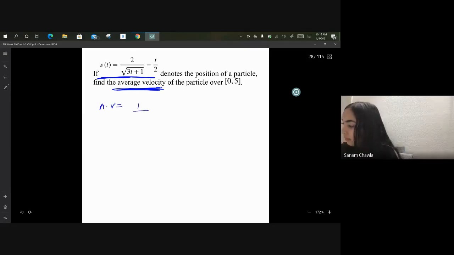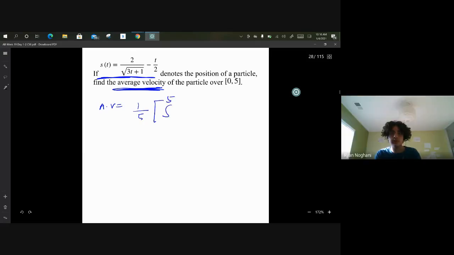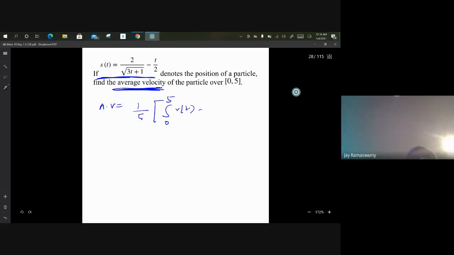So what are we writing on the left-hand side? AV equals 1 over 5 times integral from 0 to 5 of v of t dt. Interpret it exactly the way it's written.